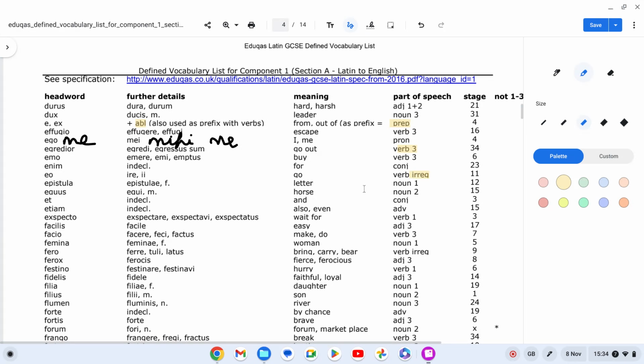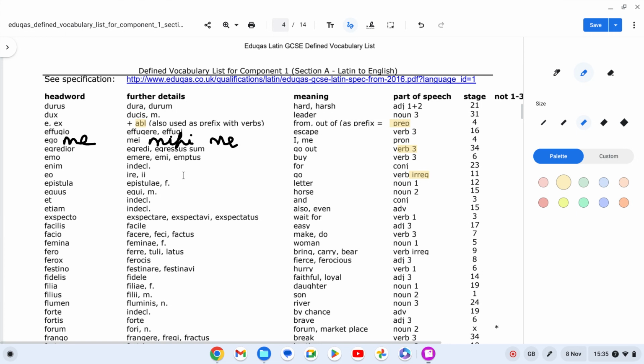Next, eo, ire, this is an irregular verb technically. Things I can say about this, as I mentioned with ex, the word exit is a compound of ex and the it bit. So exit means go out effectively. So that's what this goes like. I think we looked at this as an irregular verb in the first term. If not, we'll go through it in more detail at some point. But yeah, it conjugates in a bit of a weird way.